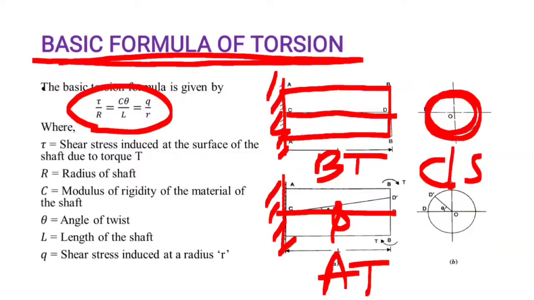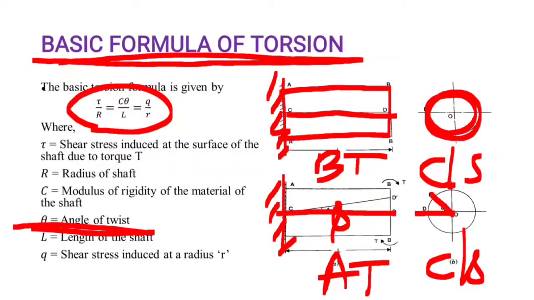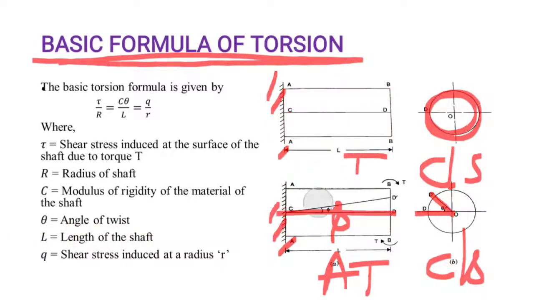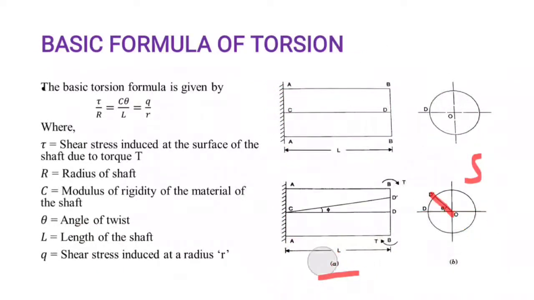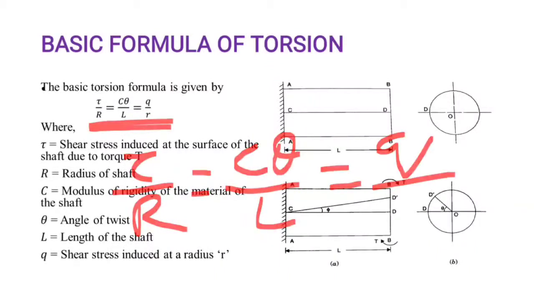Okay, due to the application of the torque, that changes the cross section also. The OD changes to OD dash. It made an angle theta from the horizontal. That theta is called the angle of twist. The basic formula is derived based on these diagrams only, before twist and after twist, that is, before application of the torque and after application of the torque. The terms involved here: tau by r is equal to C theta by l is equal to T by J is the formula.